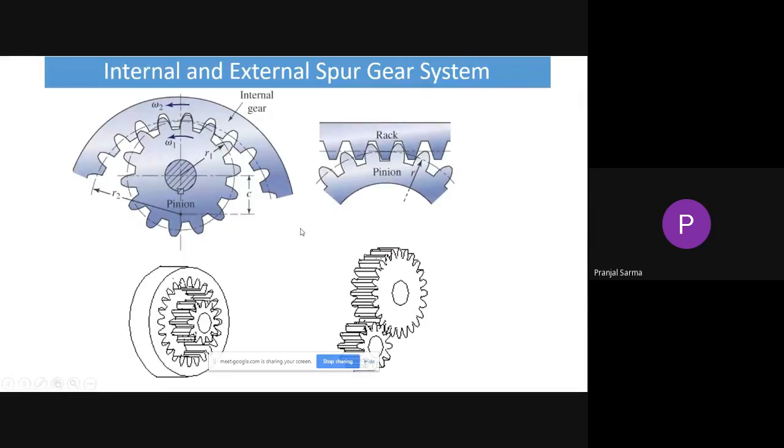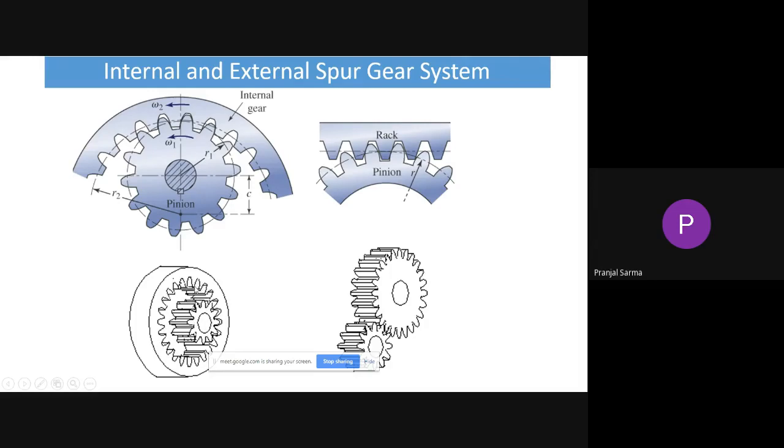But if we talk about this particular figure, they are internally meshed. This is the bigger wheel, sometimes called the annular wheel, and this is the pinion, the smaller gear. From this figure you can see, at the extreme left, the bigger wheel is where the internal teeth are being cut, and ultimately we have this smaller gear. This kind of arrangement is known as internal meshing.